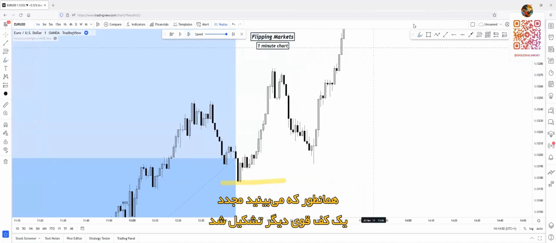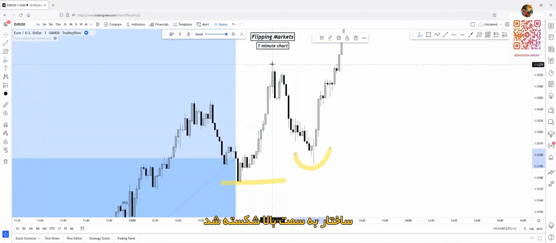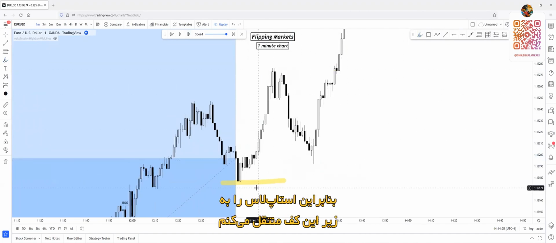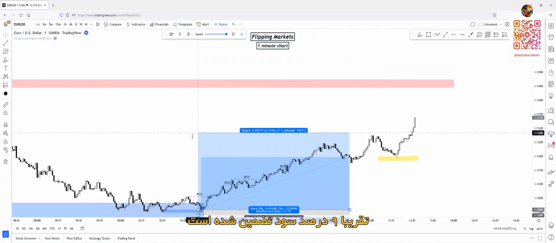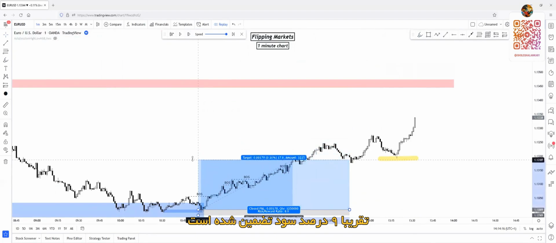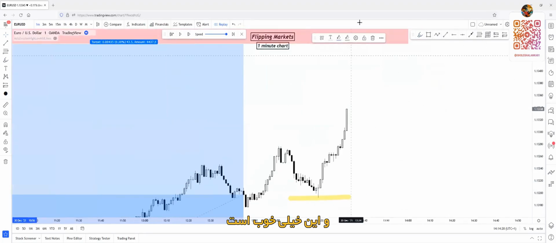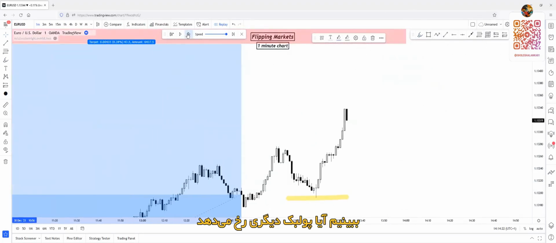Okay, as you can see, a low has been created, a strong low again. This strong low broke the structure to the upside. So here's a break of structure. I will just place my stop loss below this level. And if that stop loss hits, I will be in almost 9% profit. So that's really good. Let's see if another pullback happens.